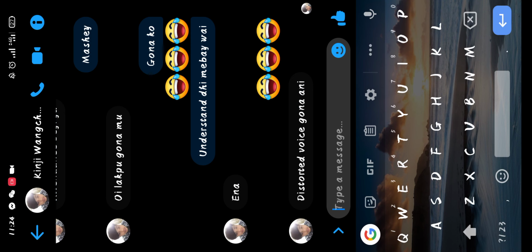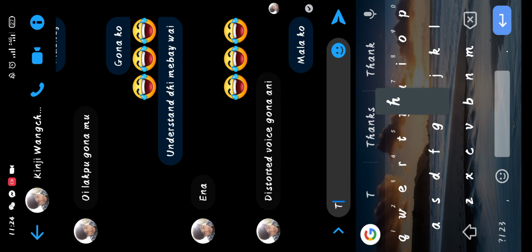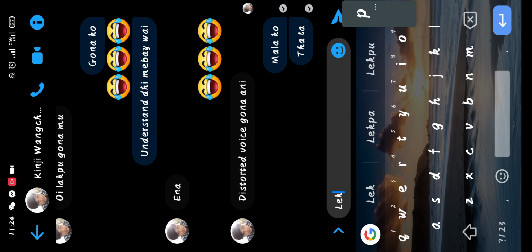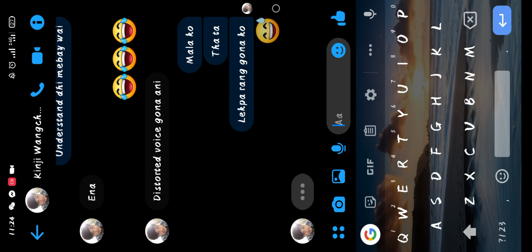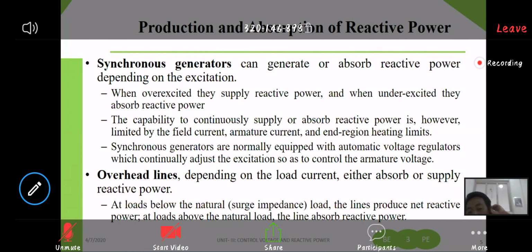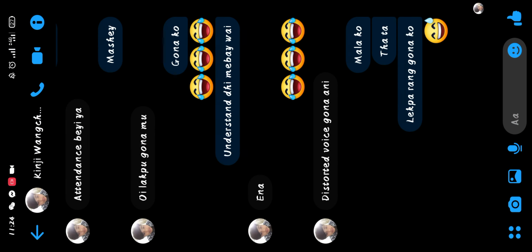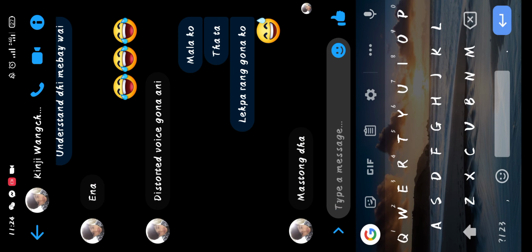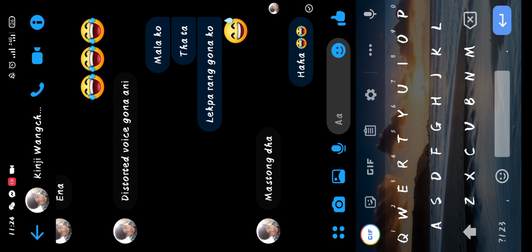The automatic voltage regulator will control the generation and absorption of reactive power. It regulates the voltage, so the generator will not go beyond over-excitation nor under-excitation because of this automatic voltage regulator. So this is some basics of generation by the synchronous generator.